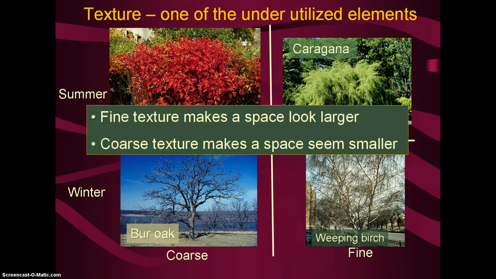So, to complete that, with a fine texture, similar to when we're looking at color, we can use texture to actually change the illusion of space. A fine texture makes a space look larger. A coarse texture makes a space seem smaller. So if you have a large yard and you want to close it up a bit, use more coarse textures. If you have a little yard and you want to make it feel a little bit bigger, use plants with a finer texture. So that's all for this lecture, and I will move on to the landscape design process in the third lecture in this series.